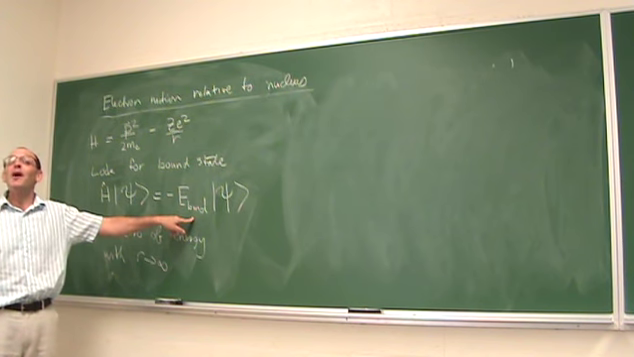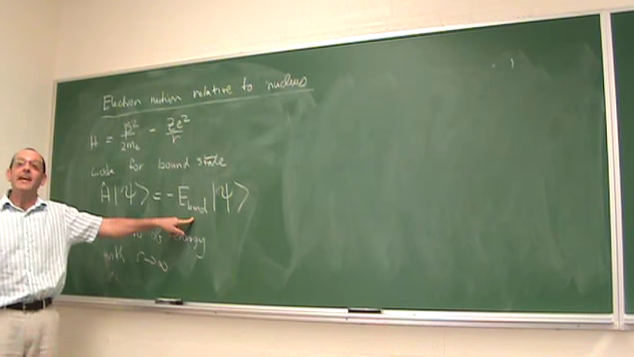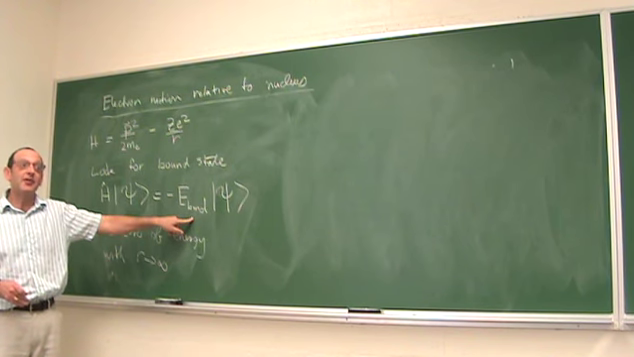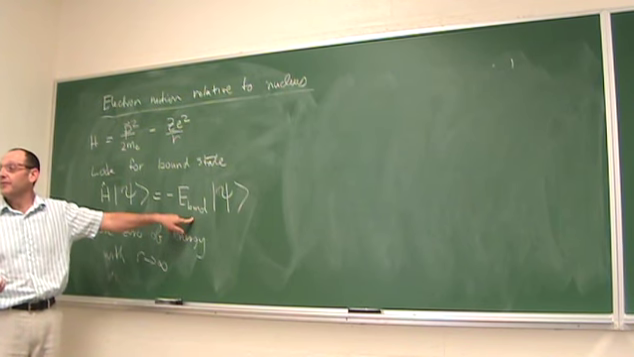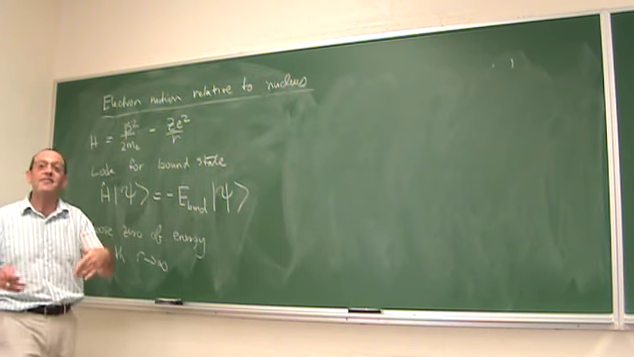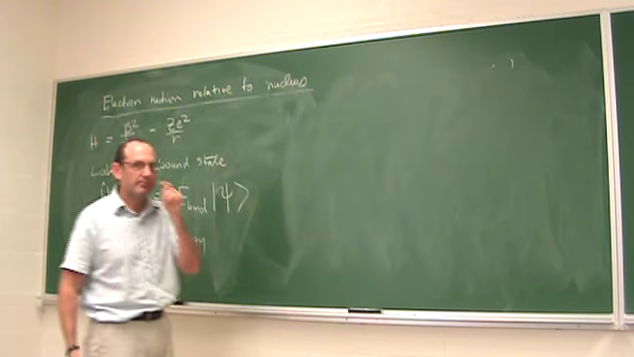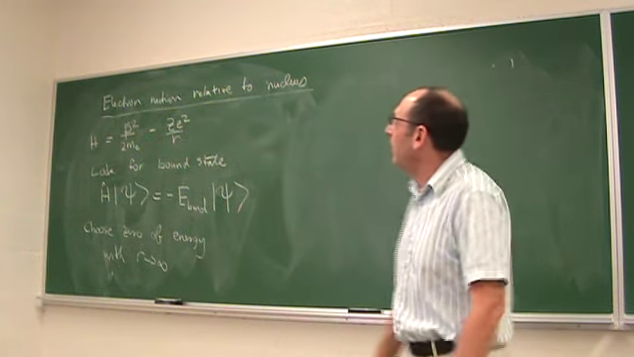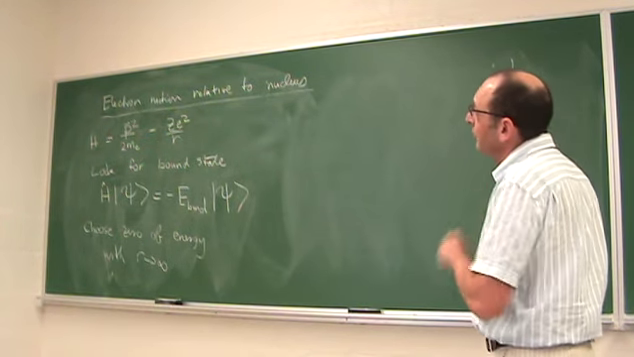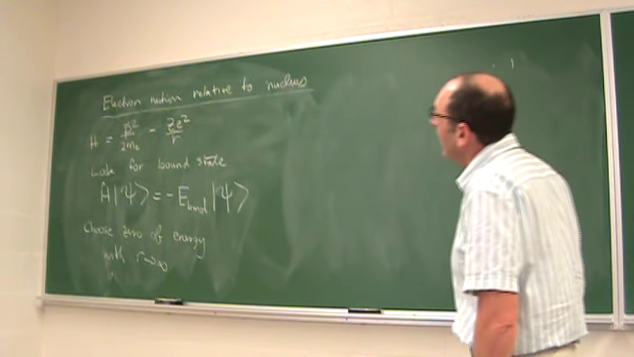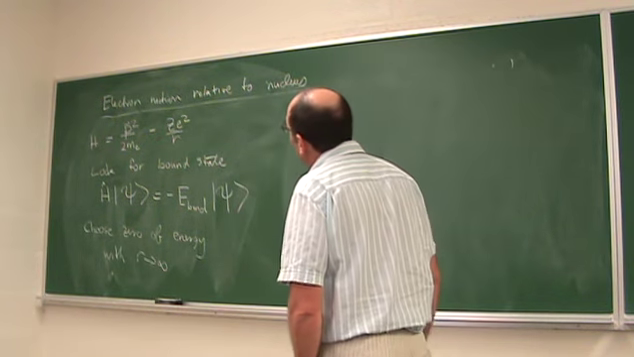So for example, we know in hydrogen that the binding energy when the electron's in its ground state is 13.6 electron volts, but the energy eigenvalue is minus 13.6. Okay. So just to review some things here for everyone.